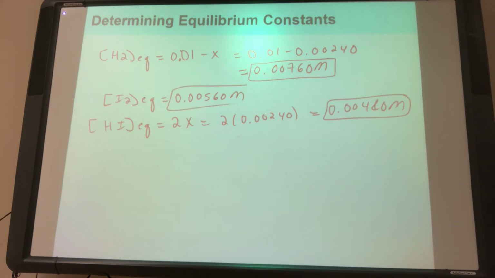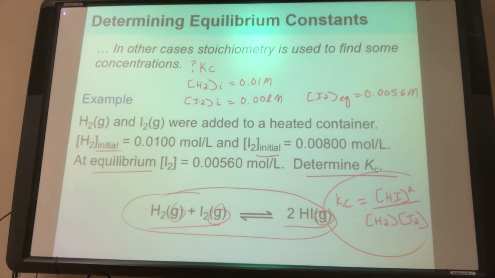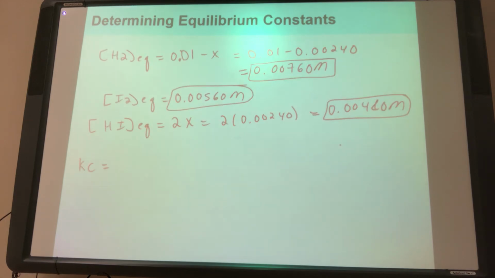All right, now I have the equilibriums for all of my reactants and products. So go back to the Kc that we wrote. I'm just copying over this guy right here. So our Kc was HI squared divided by H2 times I2. Now we have the equilibrium. Do we have HI's equilibrium? That's this guy right here. H2's equilibrium, yep. I2's equilibrium, yep. Plug it all in. 0.00480 squared, H2, I2.